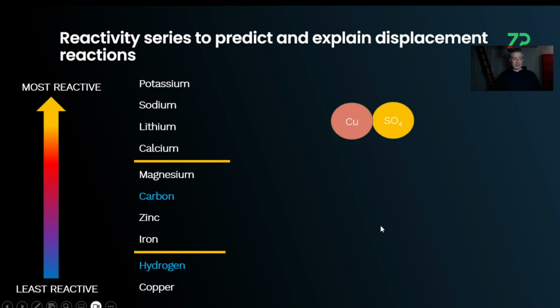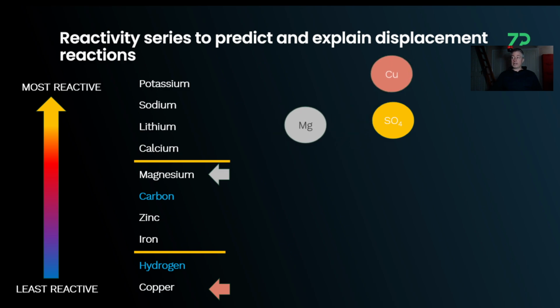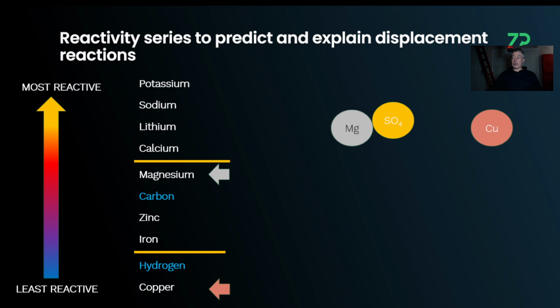I've got copper sulfate, and if we add magnesium metal to a solution of copper sulfate, then because copper is essentially at the bottom of our reactivity series and magnesium is higher up, magnesium is more reactive than copper, and it will end up displacing the copper ion, and we'll have magnesium sulfate, and copper ions become copper metal. So copper sulfate plus magnesium metal gives us magnesium sulfate plus pure copper, or copper metal.